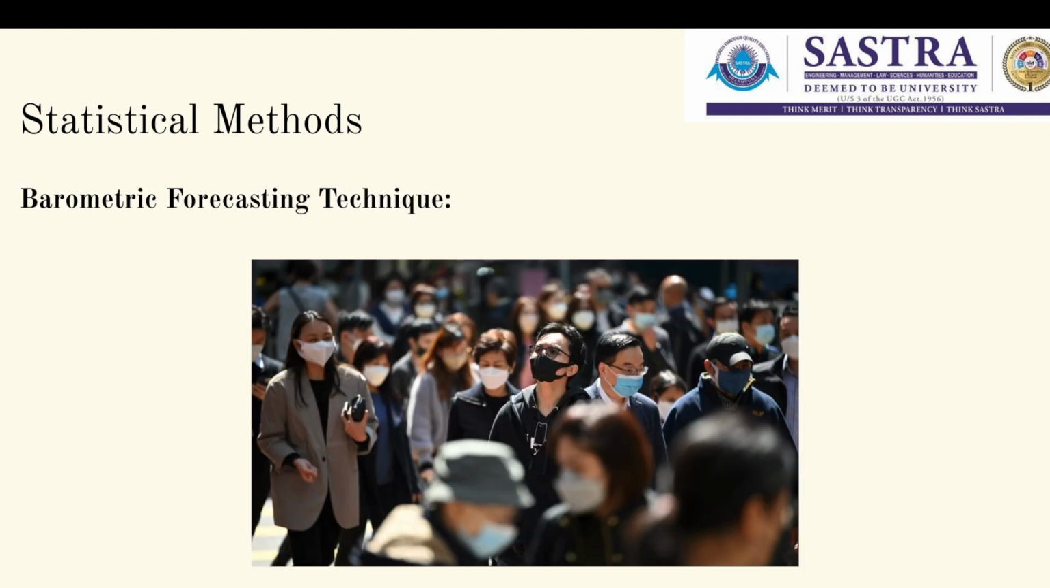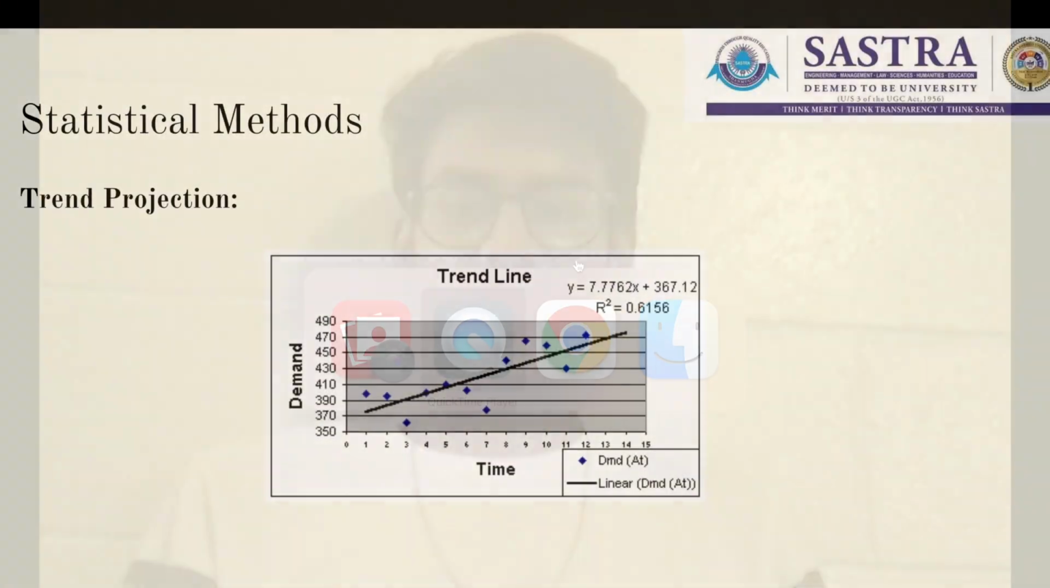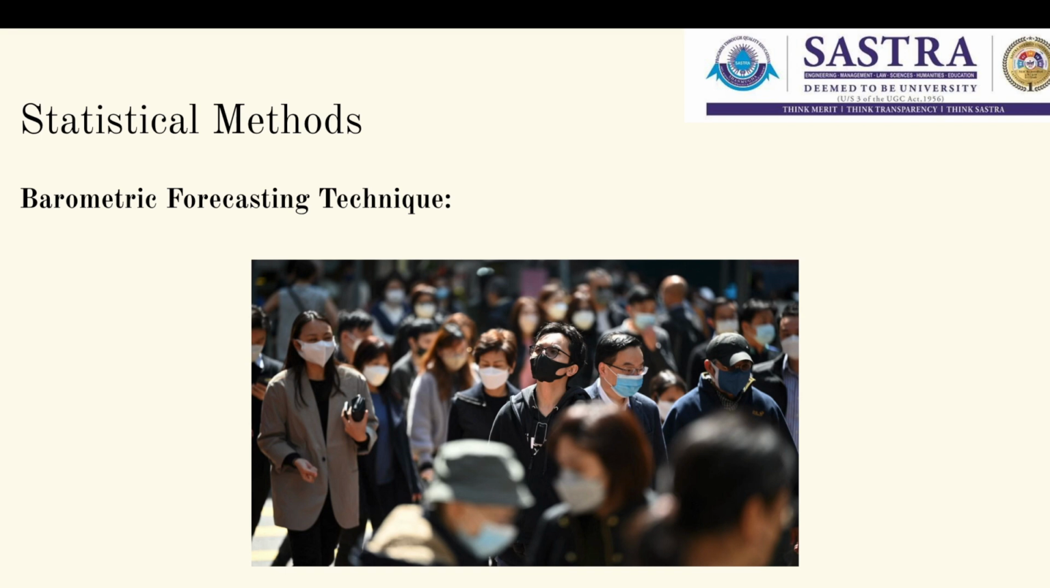Next is the barometric forecasting technique. In the previous case, you can see that we do not know the events that might affect the sales. We just look at raw data, so we do not consider the events that might lead to extreme changes in demand. A quick example for that: COVID. When COVID came, the demand for certain sets of products drastically increased. For example, the demand for masks and hand sanitizer went up crazy.